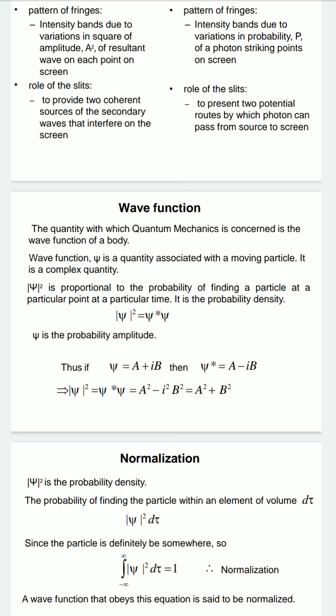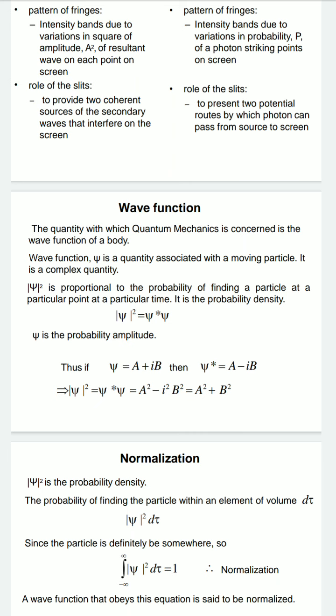What is that number? It varies from 0 to 1. If it is 1, that means 100% probability. If it is 0.5, that means there is 50% probability to find that particle at a particular time. So that is what psi modulus square says. Psi modulus square means the probability density. We call it the probability density. If psi represents the wave function of a particle, then psi modulus square is the probability density of finding that particle at a particular time.